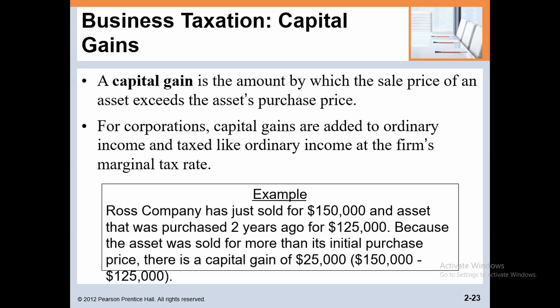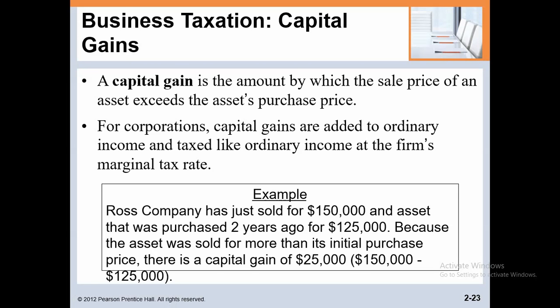So what is capital gain? Capital gain is also an important concept. Capital gain is the amount by which the sale price of an asset exceeds the asset purchase price. So when you invest in the company, you purchase a share of the company. With the passage of time, obviously the company will grow and expand. When the company expands, its assets will increase and your ownership of those assets will also increase. So with the passage of time, the rate at which the asset grows is called capital gain.